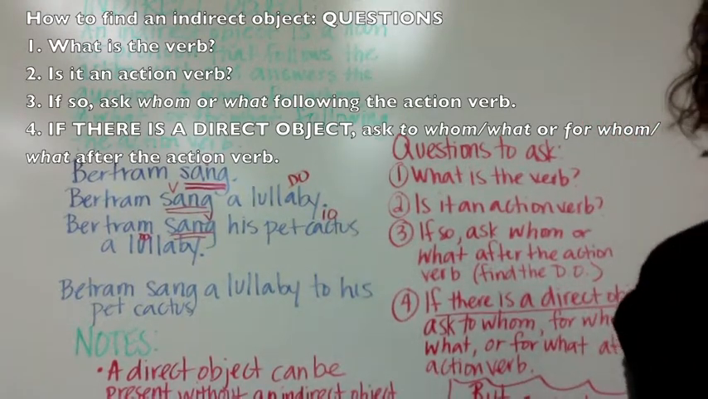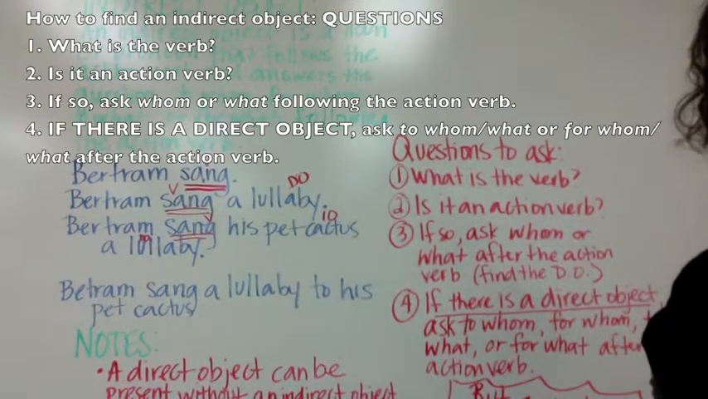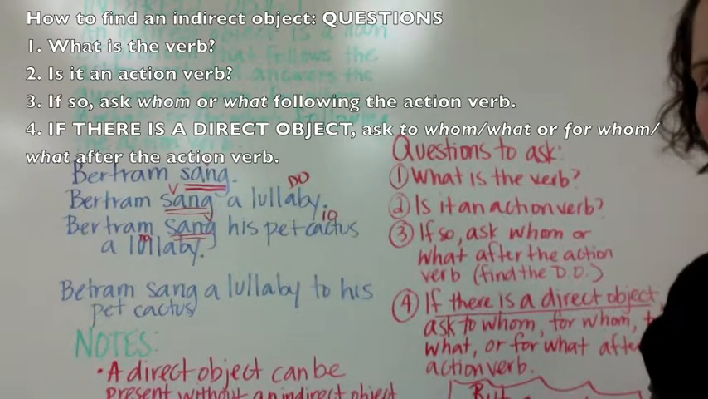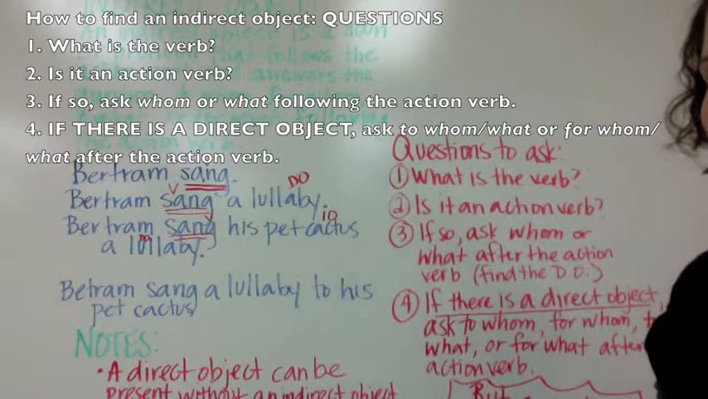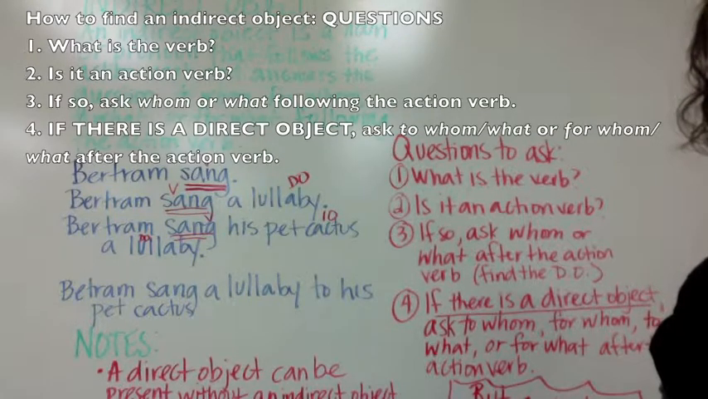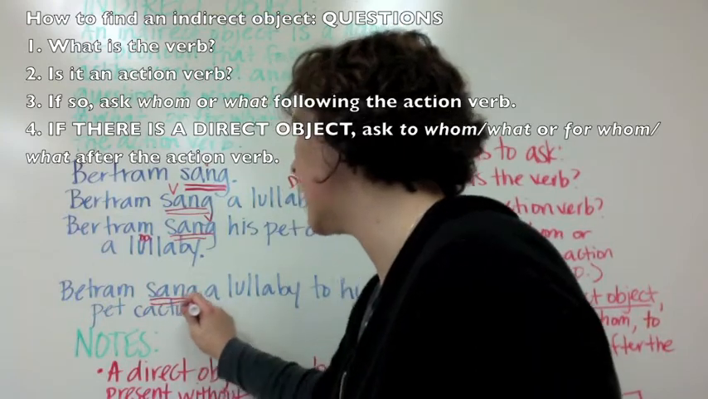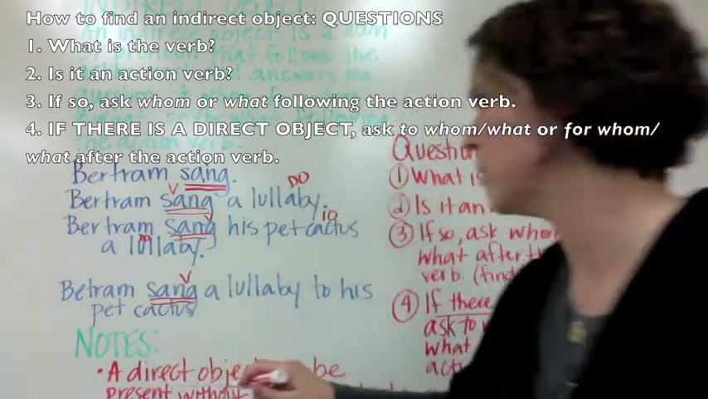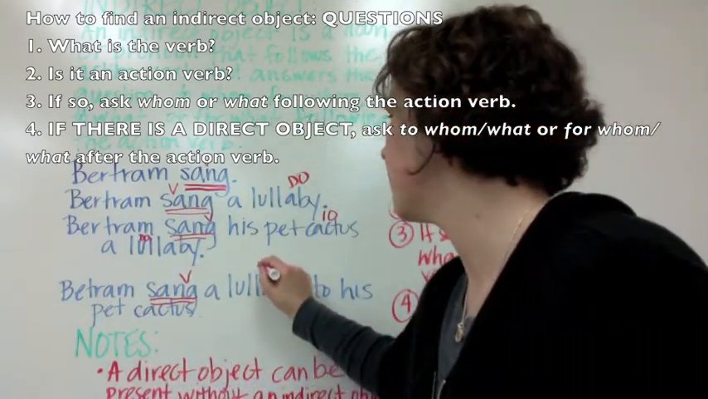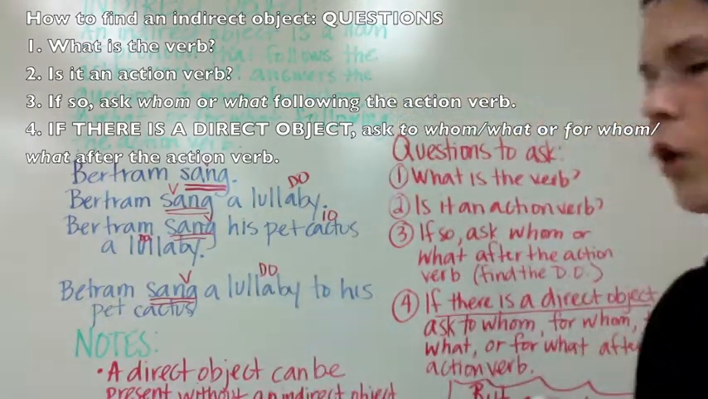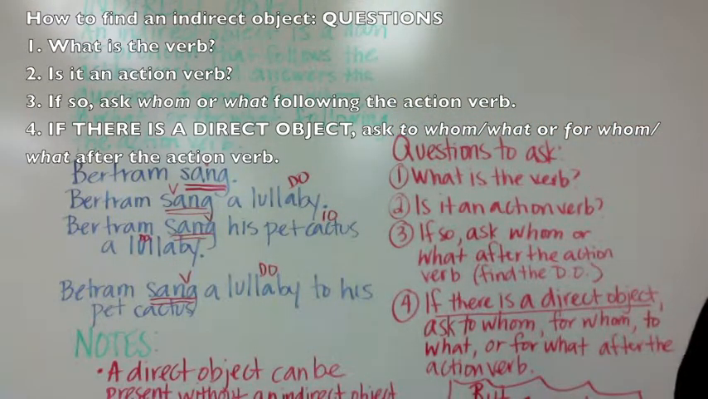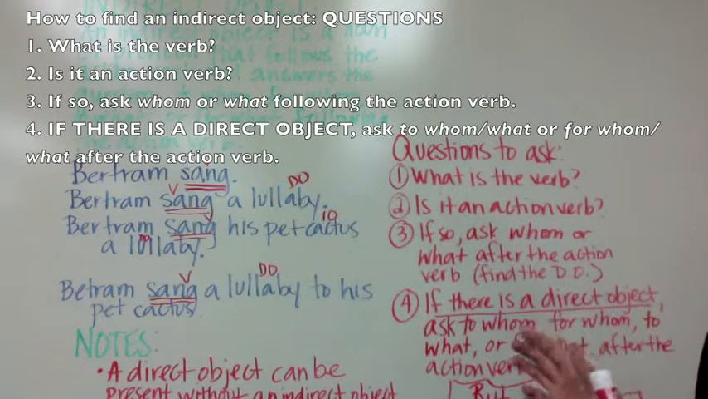Okay, so now we're going to look, same meaning, slightly different setup, and the differences matter here. Bertram sang a lullaby to his pet cactus. Okay, yes, we have a verb. Yes, it's an action verb. Bertram sang what? He sang a lullaby. To whom or to what? He sang it to his pet cactus.